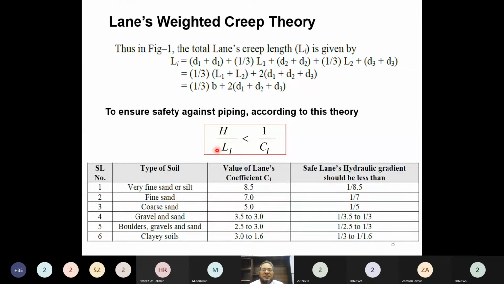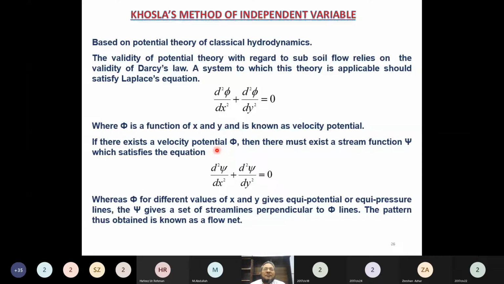So this is the main difference between Bligh's theory and Lane theory in the concepts of creep theory. Now the third theory is the Khosla theory, or the Khosla method of independent variables.